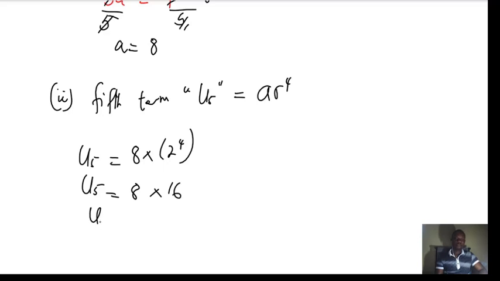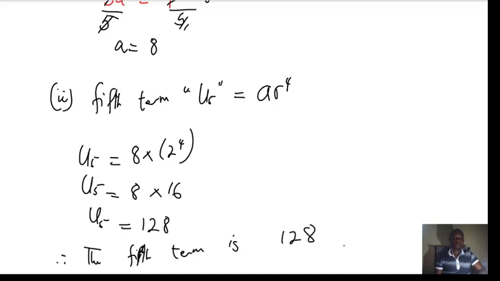So U5 will be equal to 8 times 16, which gives us 128. So therefore the fifth term is 128.